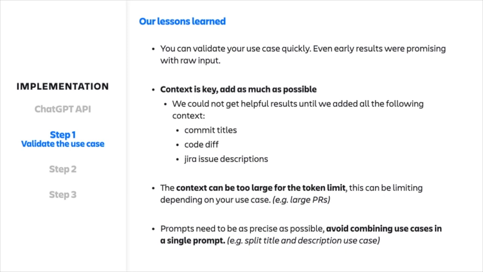And lastly, the prompts need to be as precise as possible. In our case, we tried to avoid combining use cases. In the example, we have the pull request title and description. We avoided combining those two use cases into one prompt, and we split it out into two separate prompts, and we got much better results.